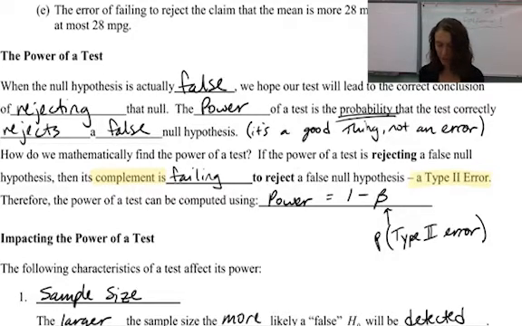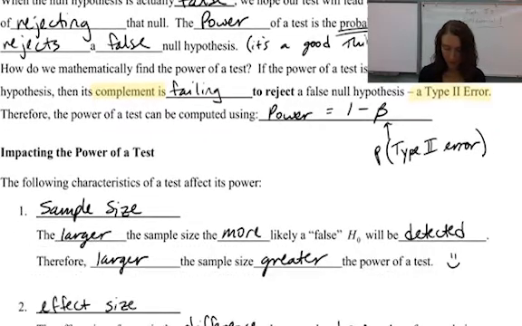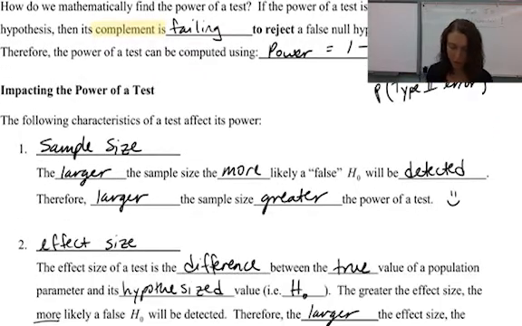How do we mathematically find the power of a test? Well, if the power of a test is rejecting a false null hypothesis, then the complement is failing to reject the false null hypothesis, which is a type 2 error. So we can find the power of a test by doing 1 minus beta, which is the probability of a type 2 error. Now, there are certain things we can do to impact the probability of making that correct decision, the power of a test.